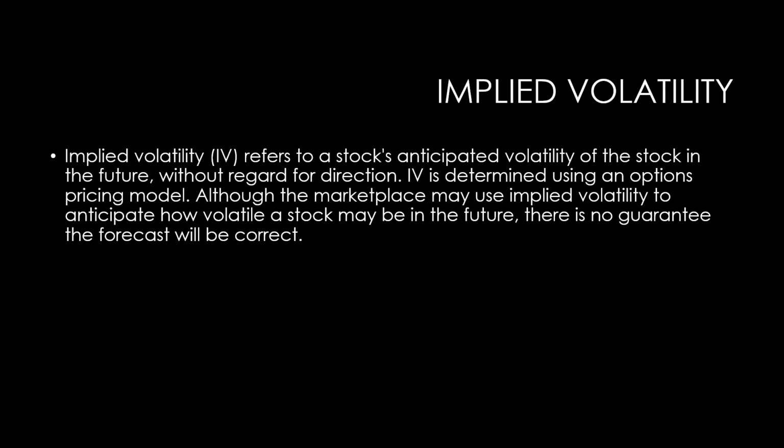Implied volatility. Implied volatility, or IV, refers to a stock's anticipated volatility in the future, without regard for the direction. IV is determined using an options pricing model. Although the marketplace may use implied volatility to anticipate how volatile a stock may be in the future, there's no guarantee the forecast will be correct.